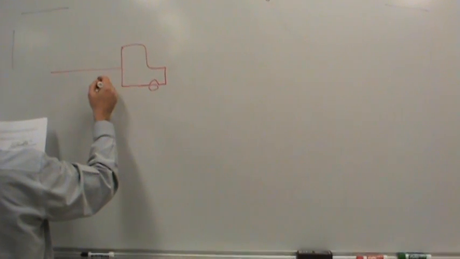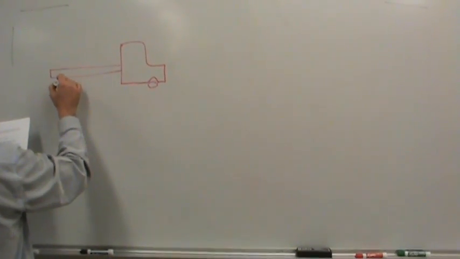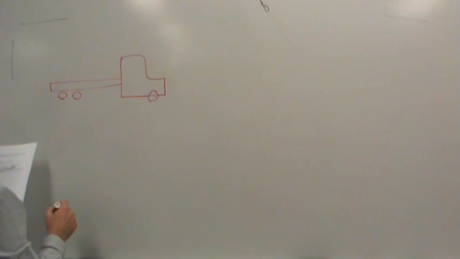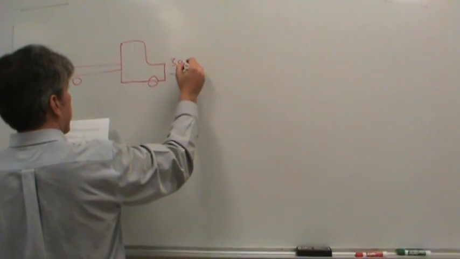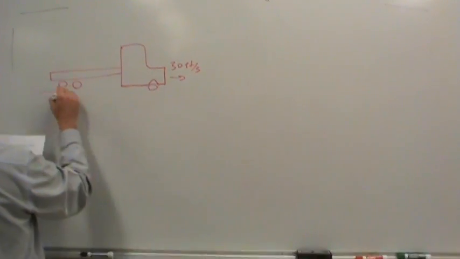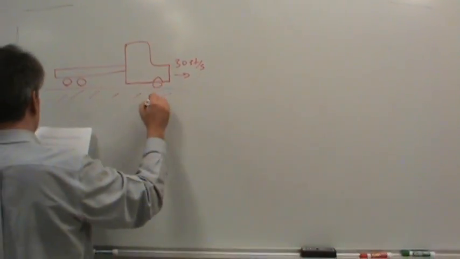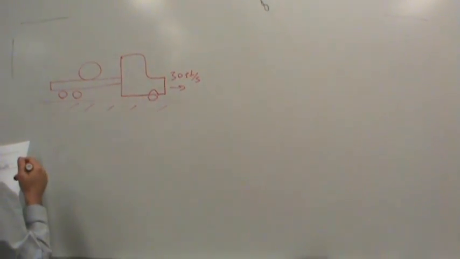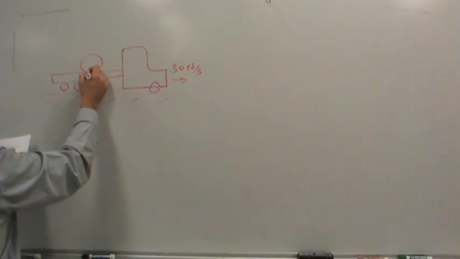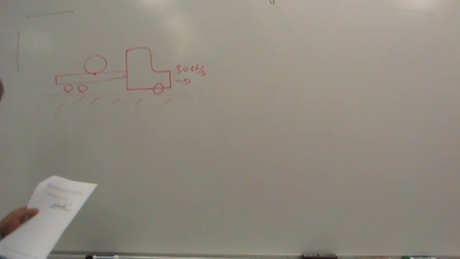It's a flatbed truck, so it has wheels in the back as part of the frame. The truck's forward speed is 30 feet per second. There's the ground, by the way, and there's the cylindrical tank on the back. Now there is contact between these two, and the tank rolls without slipping.